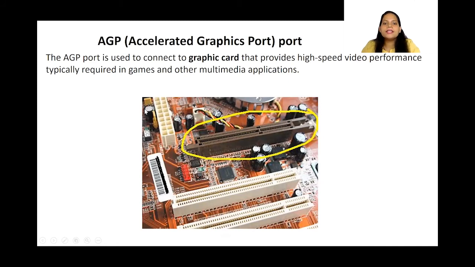The next port which you're going to see is AGP, or Accelerated Graphics Port. Okay, the AGP port is used to connect a graphics card that provides high-speed video performance, typically required for games and other multimedia applications. Even this you would have seen. With a normal computer, it is not that great to play games. If you really want to play games, then we would need to additionally install a graphics card. And how do we do that? We do it using this AGP port. Okay, in these AGP ports, we will install our graphics cards.